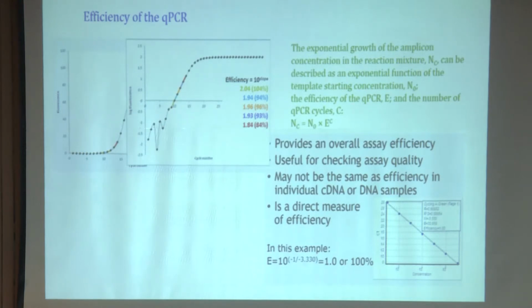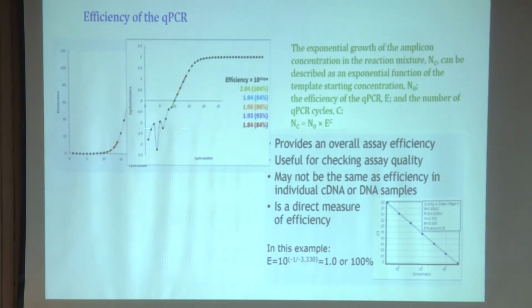So, that will also reduce it. Theoretically we expect 100% efficiency in a PCR reaction, but just because of problems like primer dimer formation, mismatch, and template quality not being good, you have a problem with the efficiency. So, efficiency will go down.